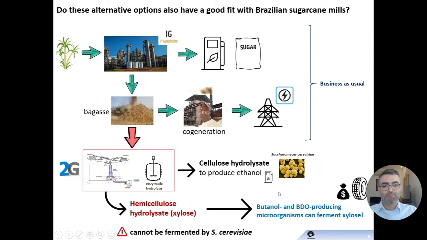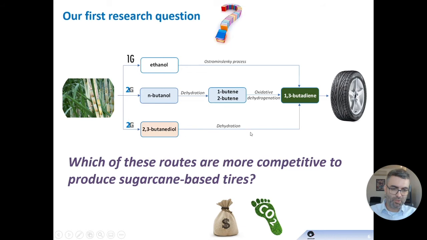So these advantages of the microorganisms that produce butanol and butanediol have led us to our first research question: which of these routes would be more competitive to produce sugarcane-based tires economically and environmentally? First generation ethanol, second generation butanol, or second generation butanediol?